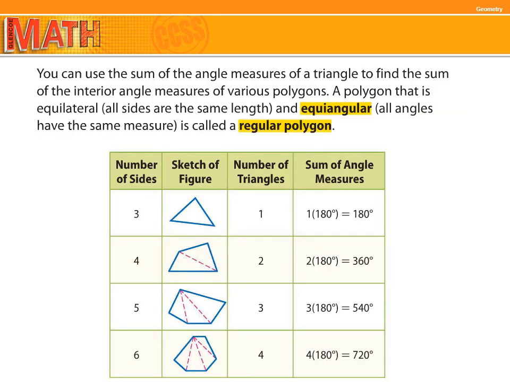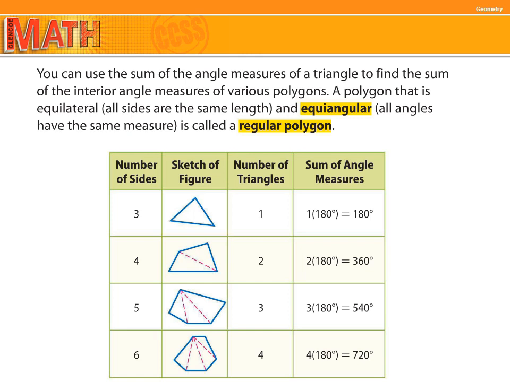You can use the sum of the angle measures of a triangle to find the sum of the interior angle measures of various polygons. A polygon that is equilateral (all sides are the same length) and equiangular (all angles have the same measure) is called a regular polygon. So we're looking at this table here. On the first column, we have number of sides, and second column, sketch of figure and the number of triangles, and then the sum of angle measures.